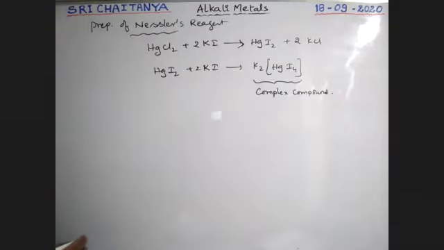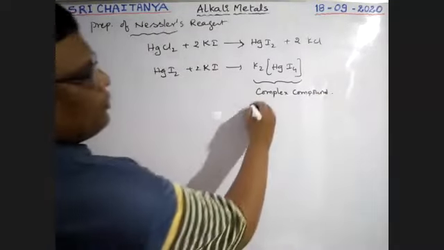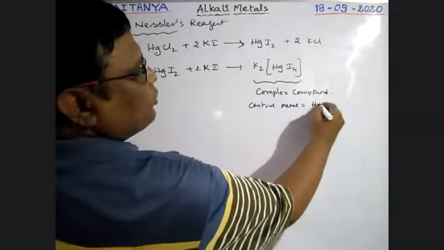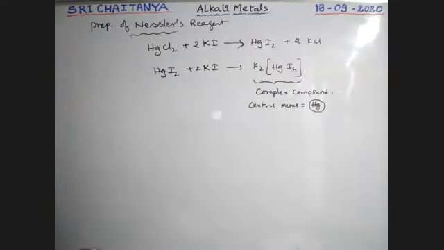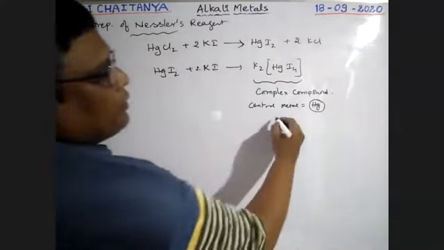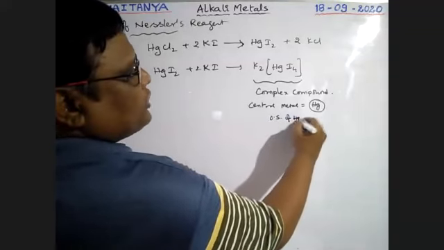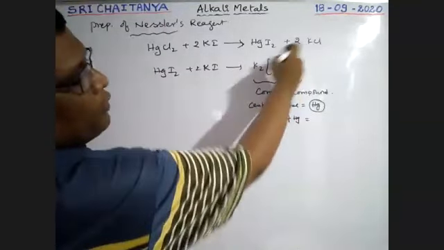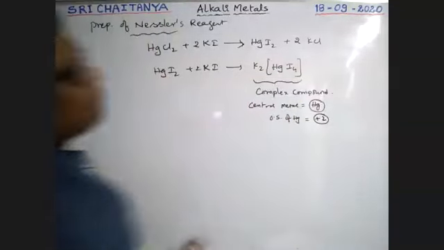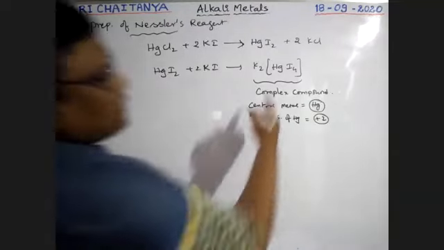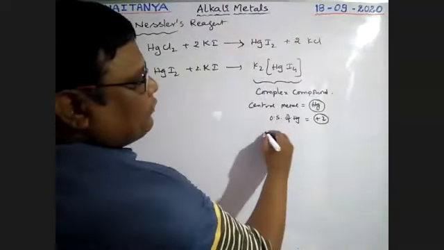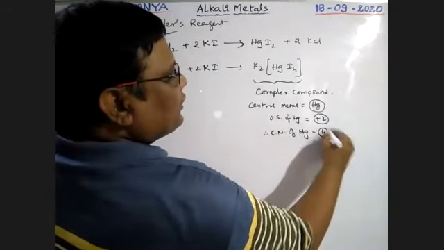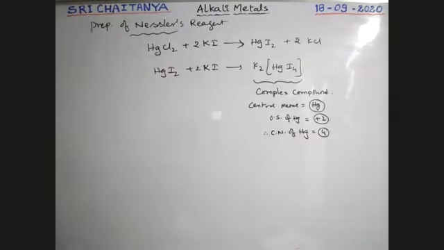In this complex compound, the central metal is mercury. So the oxidation state of Hg is plus 2, boys: plus 1 and plus 1 gives plus 2, and iodine is minus 4, that is why plus 2 is the oxidation state. Next, mercury is connected with 4 iodines, therefore the coordination number of mercury is equal to 4.